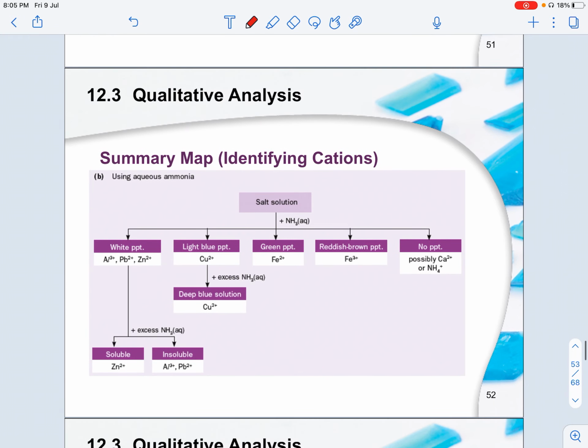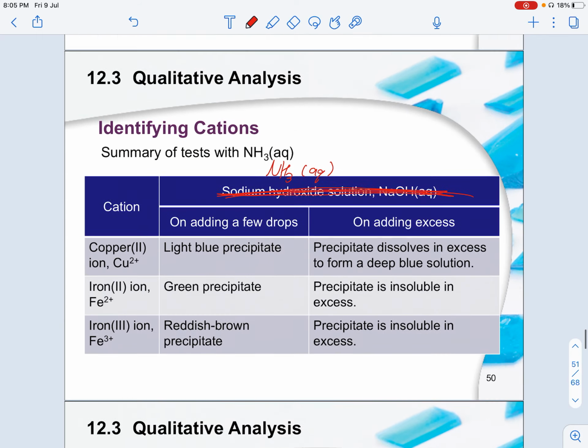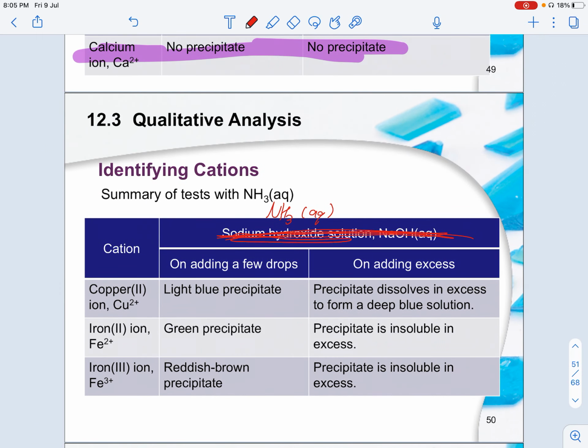Then iron 2 ion will form a blue precipitate. Yes, so in this case, the only mistake is this typo. So for testing with aqueous ammonia, on adding a few drops, you get a light blue precipitate. However, this precipitate will dissolve in excess aqueous ammonia, forming a deep blue solution. For iron 2 and iron 3, you could see that the color is still the same and that the precipitate is still insoluble. That means you will still be able to see the precipitate and its color.